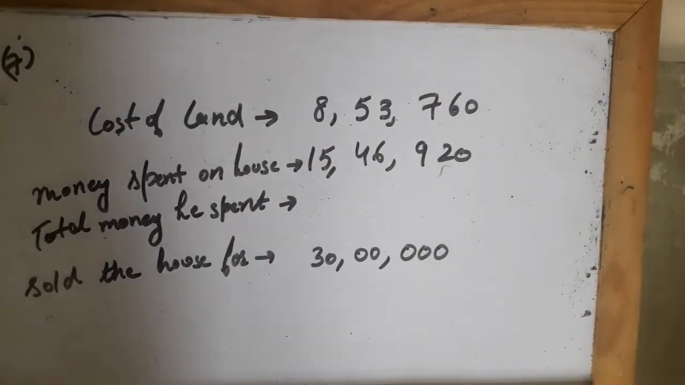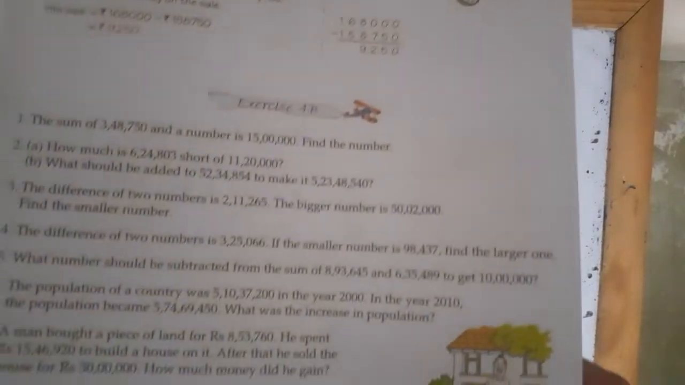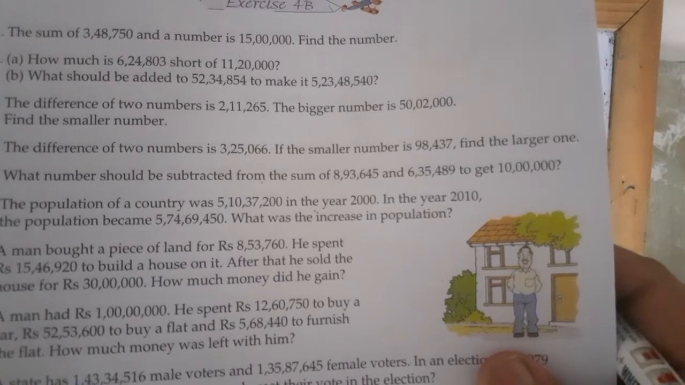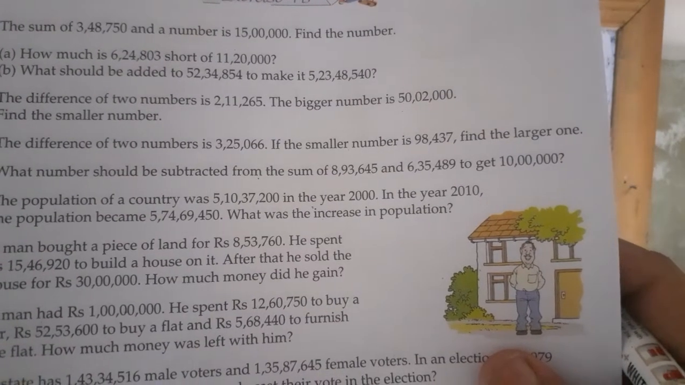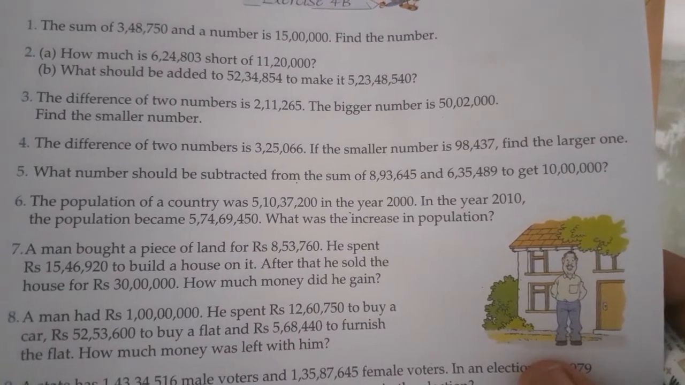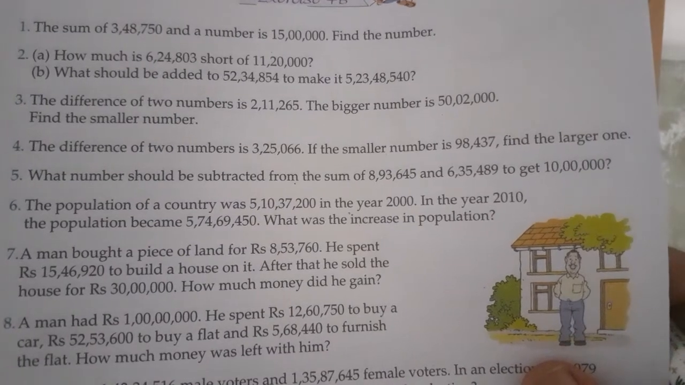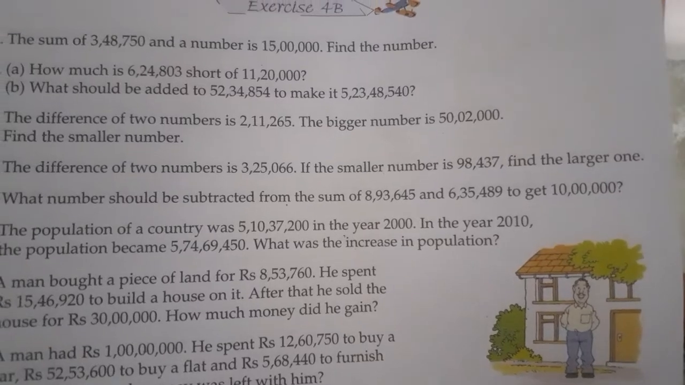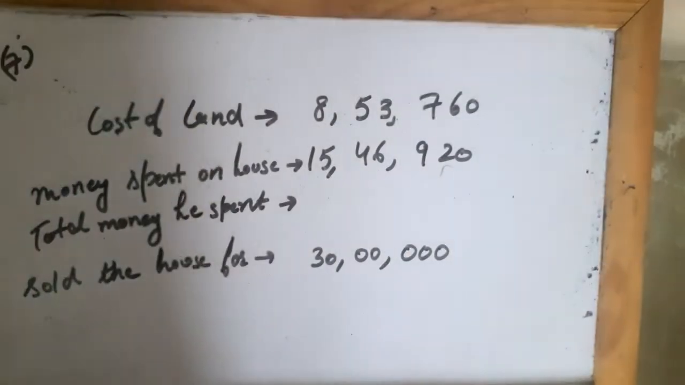Now come to the seventh question. The seventh question says, a man bought a piece of land for rupees 8 lakhs. He spent rupees 15 lakhs to build a house on it. After that, he sold the house for 30 lakhs. How much money did he gain?